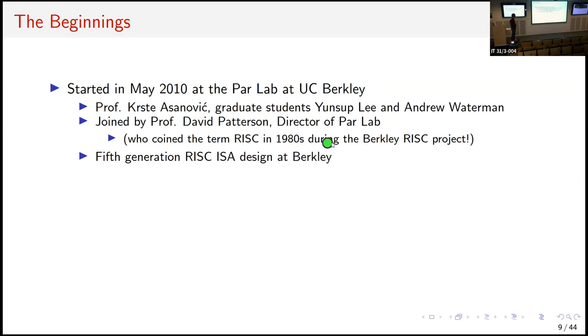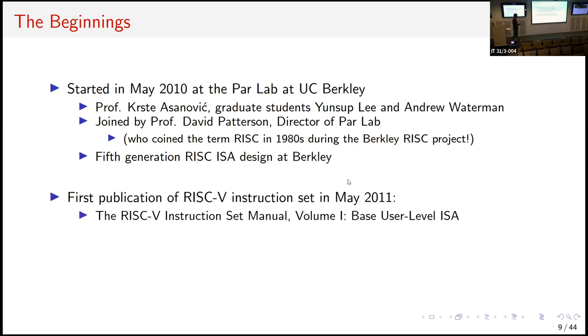He is also still a professor at the University of California, Berkeley, and he's the director of the Par Lab, so basically he's above Professor Asanovic. Originally this was meant to be like those usual projects, supposed to be a summer project. Yeah, we will do this one summer. We need an open ISA for our research. We just do it over the summer and then we are done. As we know now, that was 13 years ago, so it's still ongoing.